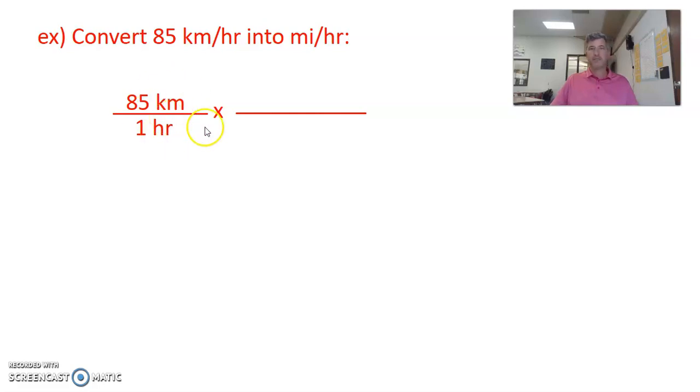So if kilometers needs to be taken away, needs to be canceled, of course it needs to go on the bottom, right? And then miles is what we want, so it goes on the top. And so once again, the reason I did that is because dividing kilometers by kilometers cancels kilometers and leaves me with miles on top and hours on the bottom, okay? We could also be converting kilometers per hour into like miles per second or meters per second or something like that. So we could convert both distance and time, but we're not doing it in this problem. We'll get to that later.